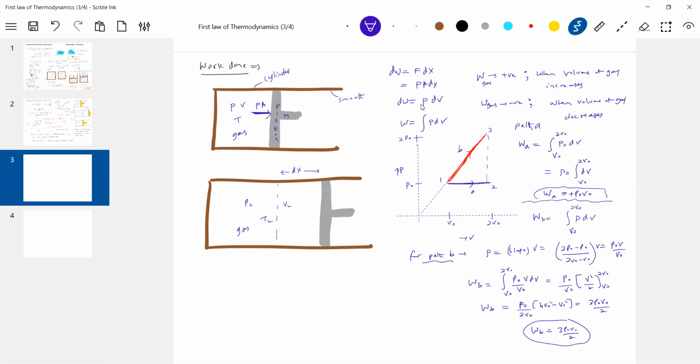At least what is there on the board, you should observe. You should be able to notice the symbols. Now, WA is not equal to WB. I'll just write P naught, V naught. Temperature we don't know.